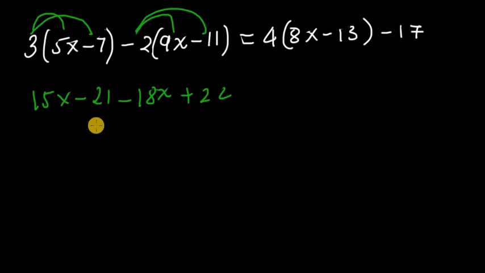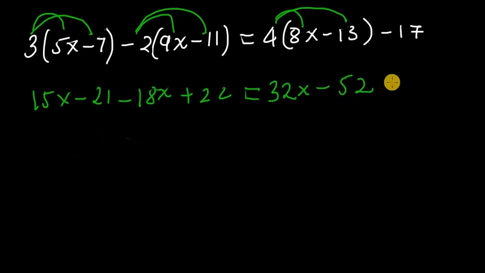How is that possible? Because minus 2 into minus 11 means minus into minus is plus, and 2 into 11 is 22. So that is why the answer became plus 22 equals 4 into 8x, which is 32x. Then 4 into minus 13 is minus 52. Then let's write that minus 17 over there.